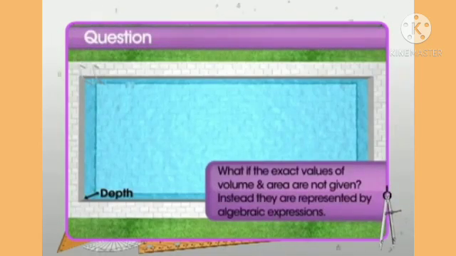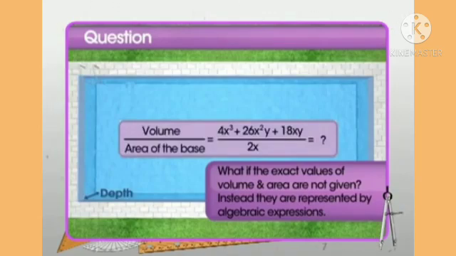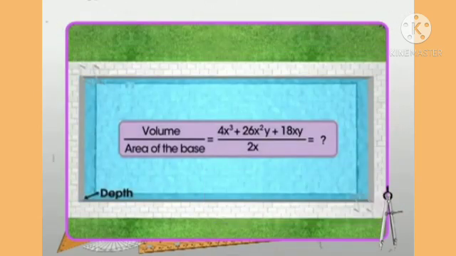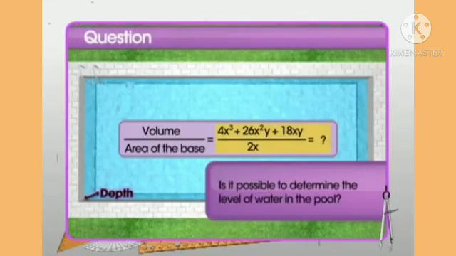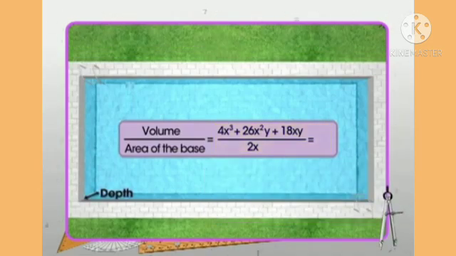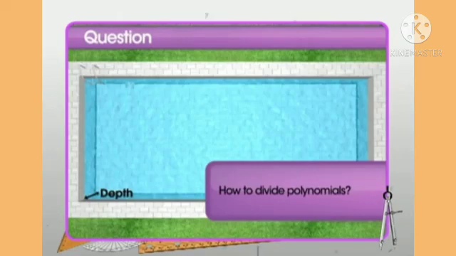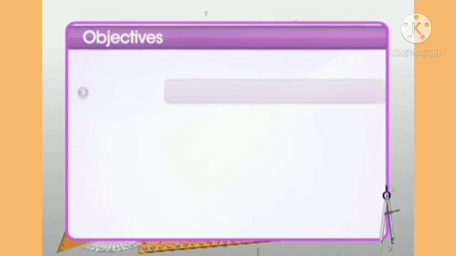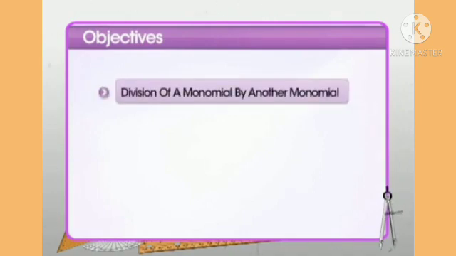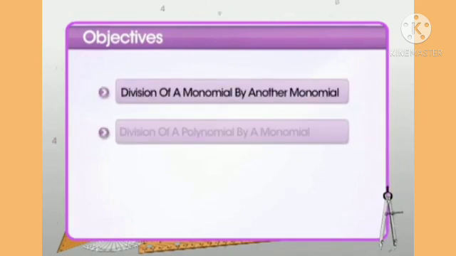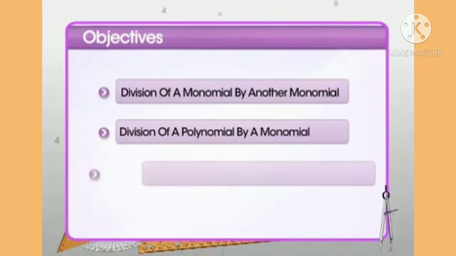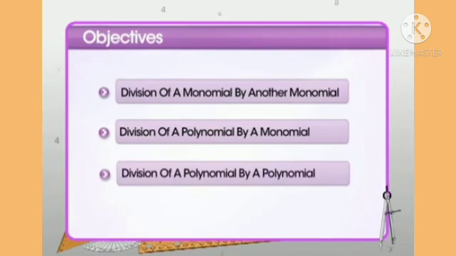But what if the exact numeric values of volume and area are not given? Instead, they are represented by an algebraic expression or polynomial. Then, can we still find the depth of water in the pool? Well, this can be accomplished only if we know how to divide polynomials. Let's find out about it in this module where we learn how to divide a monomial by another monomial, how to divide a polynomial by a monomial, and finally, how to divide a polynomial by another polynomial.